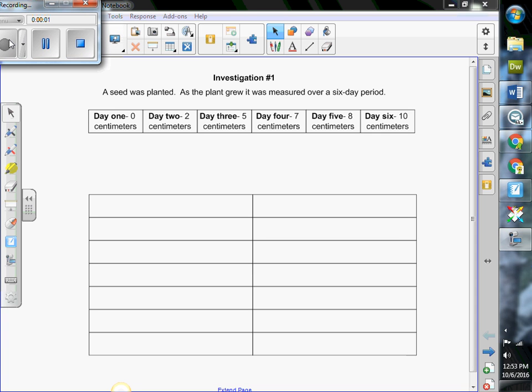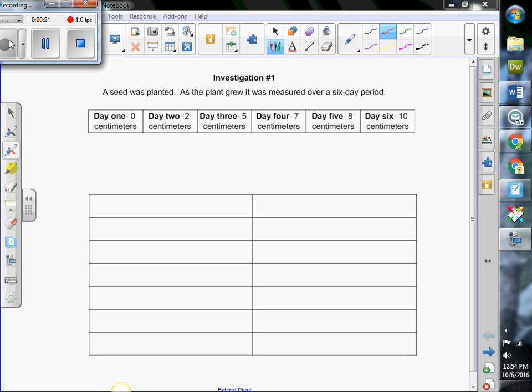Okay, today I'm going to show you how to take data from an investigation and turn it into a data table. So the first thing that I want you to do is, in your packet, look at investigation number 1. Let's read the investigation together. A seed was planted. As the plant grew, it was measured over a 6-day period.